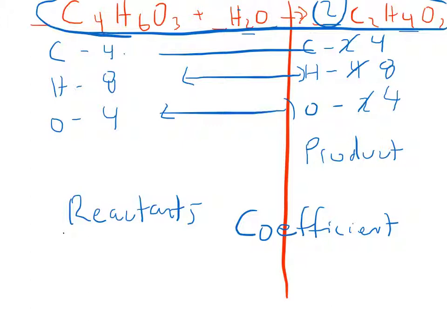C4H6O3 plus H2O yields 2C2H4O2. If I had to say this in chemical terms, I'd say tetracarbon hexahydrogen trioxide plus dihydrogen oxide yields 2 dicarbon tetrahydrogen dioxide. These are obviously all covalent because there's no metals present.